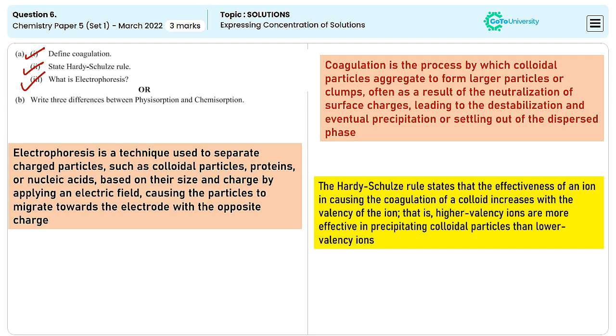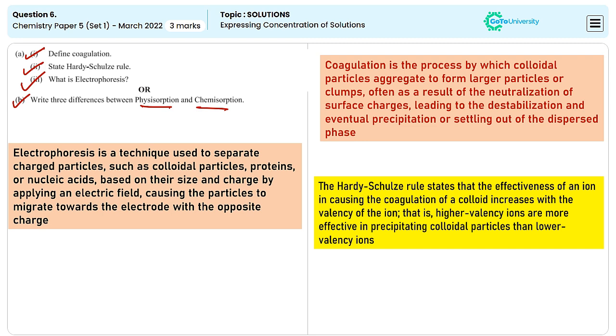In the last question, we have to differentiate between the process of physisorption and chemisorption. Physisorption and chemisorption are two different types of adsorption processes. In physisorption, it involves weak van der Waals forces or London dispersion forces. Here the bonding is physical bonds and not chemical bonds.